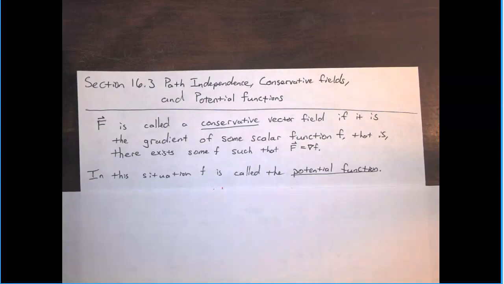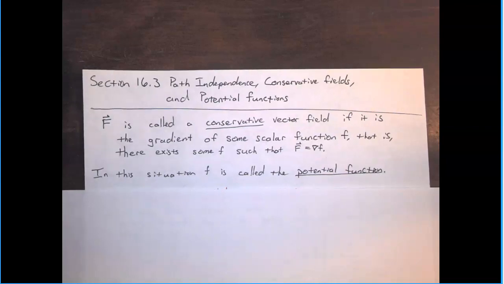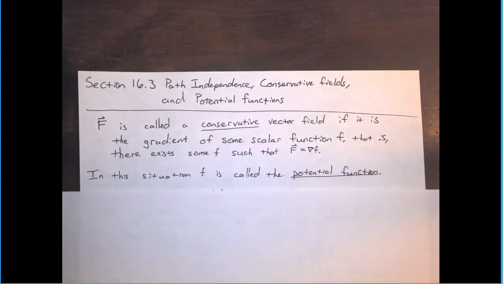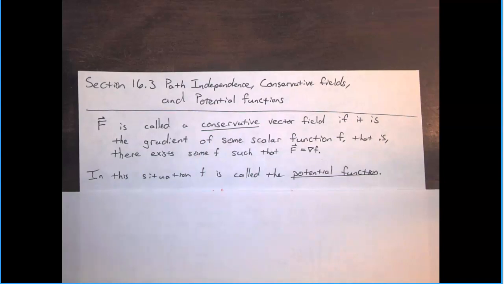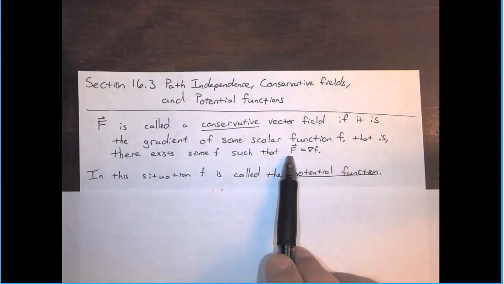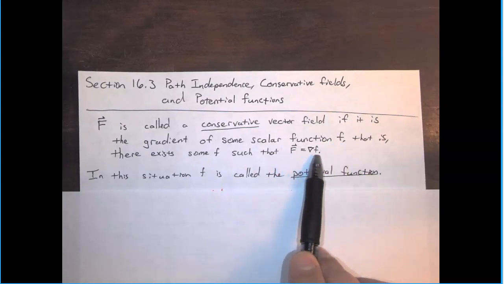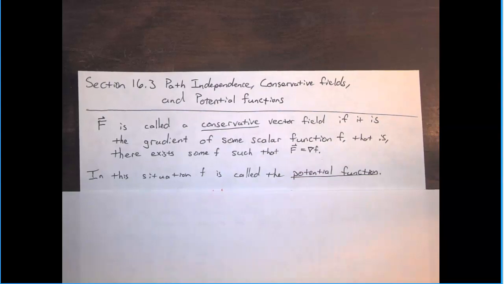Today we're going to be talking about section 16.3, which continues the investigation of line integrals of vector fields that we talked about in 16.2, but now we're going to talk about some specific kinds of vector fields called conservative vector fields. So a vector field F is called conservative if it's the gradient of some scalar function. That is, we can find some lowercase f such that the vector field capital F equals the gradient of lowercase f. And remember, the gradient is just the vector field of partial derivatives. Okay? And this lowercase f gets a special name. It's called a potential function.